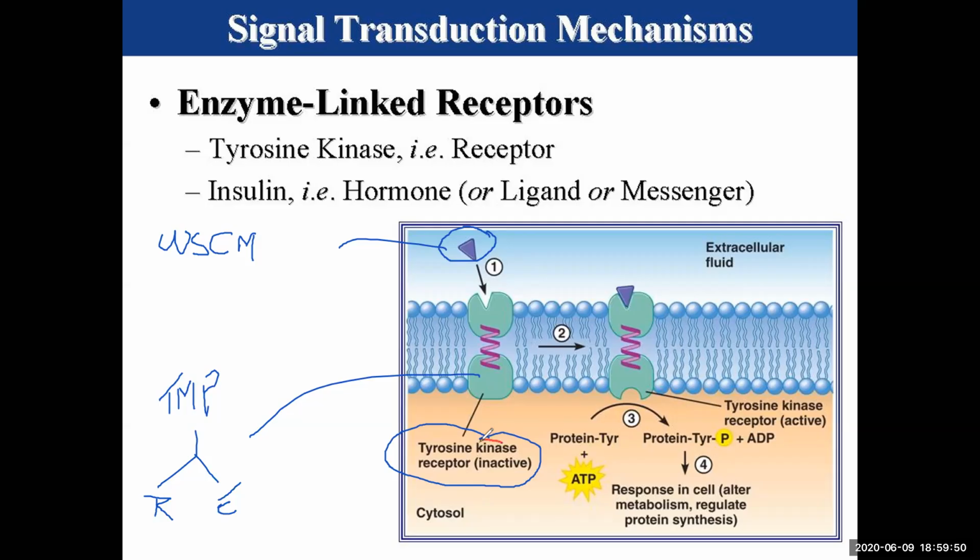Kinase means the ability to add a phosphate group onto another protein. And the name tells its function, tyrosine kinase. So this transmembrane protein can phosphorylate the specific amino acid called tyrosine on a protein. So any protein that has a tyrosine will have its tyrosine phosphorylated.